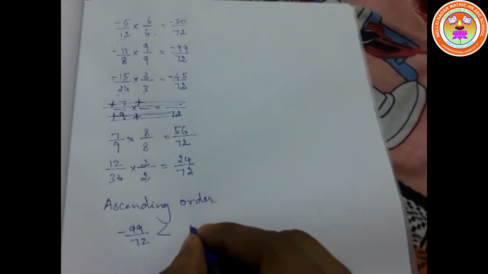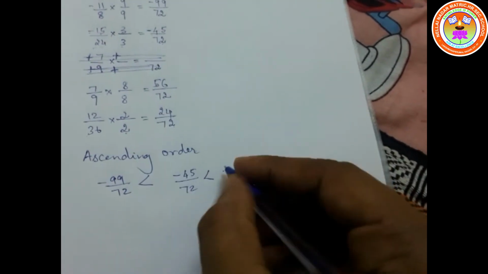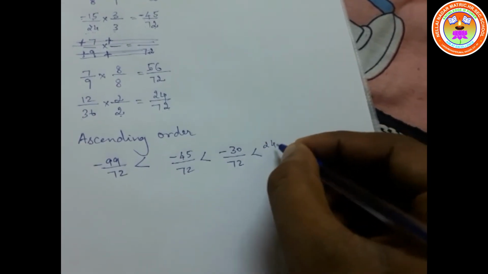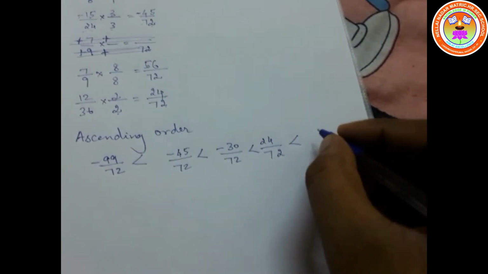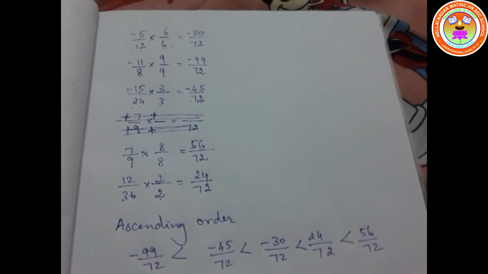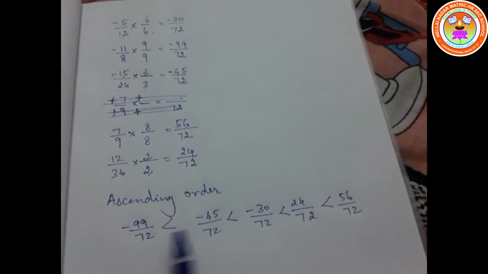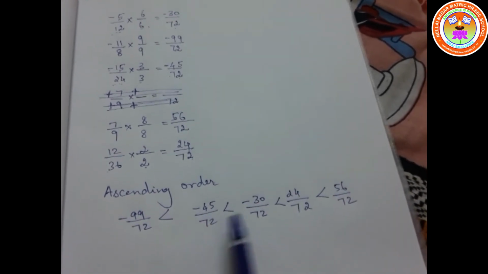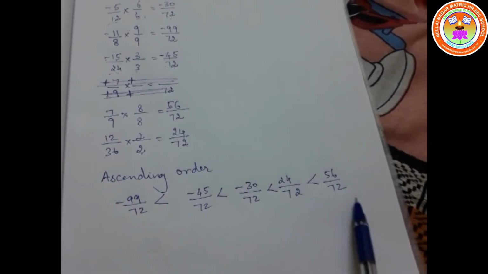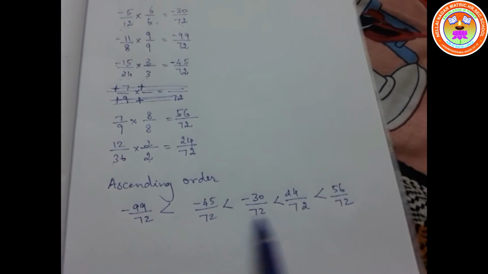The next smaller number is minus 45 by 72. The next, bigger than minus 45, is minus 30 by 72. The bigger number is minus 24 by 72. The last, the biggest number, is 56 by 72. So like this only we have to compare. Minus 99 by 72 is the smallest of all. Comparing with this, minus 45 by 72 is somewhat bigger. Minus 30 by 72 is bigger than this. Minus 24 by 72 is bigger than these, and smaller than 56 by 72. It is easy to compare the numbers if the denominators are the same.